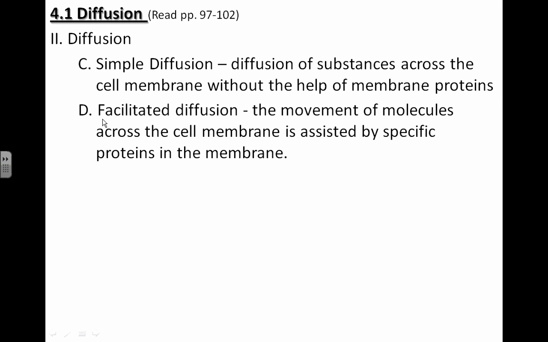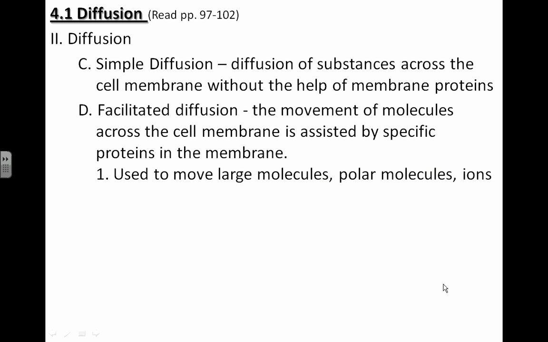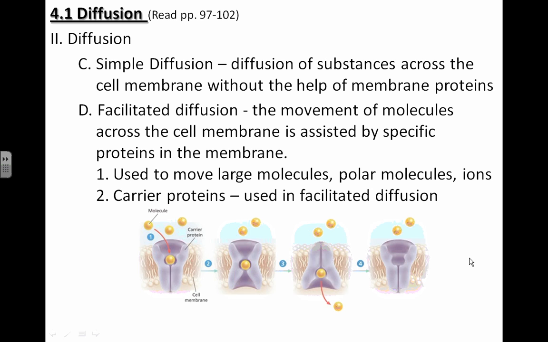And we call this facilitated diffusion, which is the movement of molecules across the cell membrane that is assisted by specific proteins in the membrane. Facilitated diffusion is used to move large molecules such as sugar, but also polar molecules and ions. Carrier proteins are the proteins within the cell membrane that are used in facilitated diffusion.